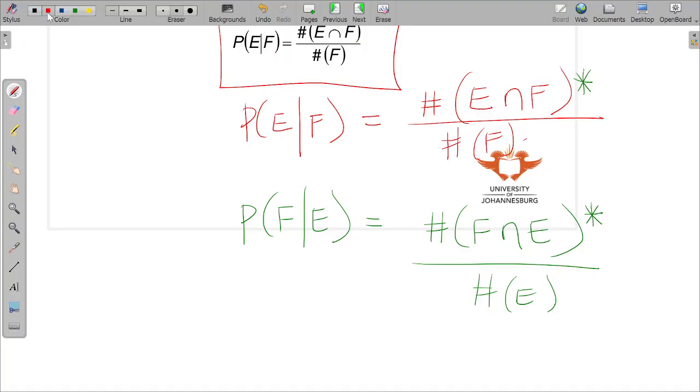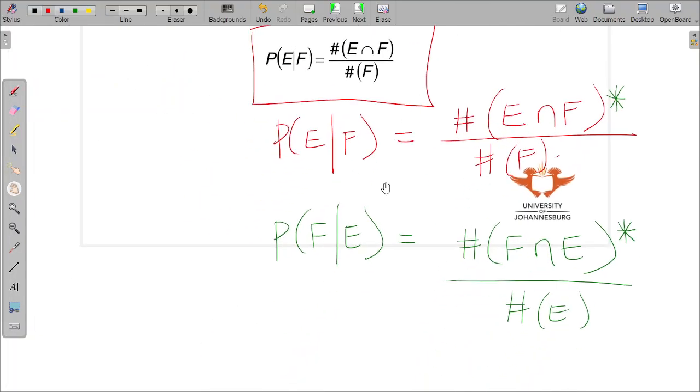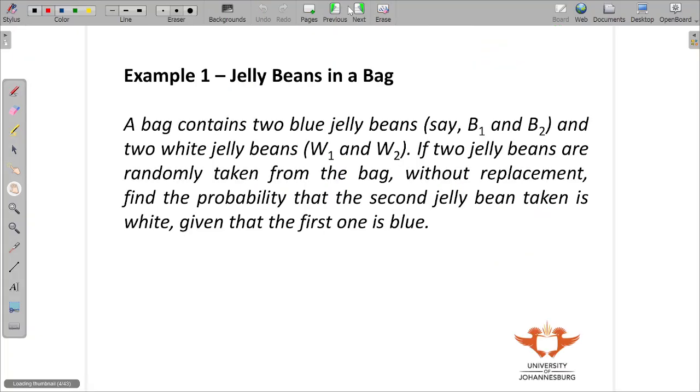The first challenge you are going to come across in this conditional probability is to determine if you are finding E given F or you are finding F given E. You must know what you are given first. You must be able to get out what you are given. Please take note of that.